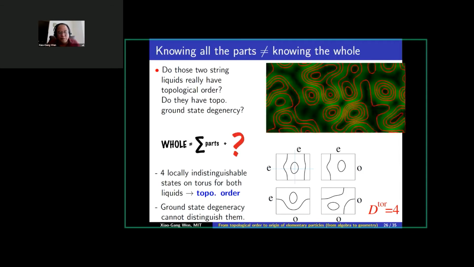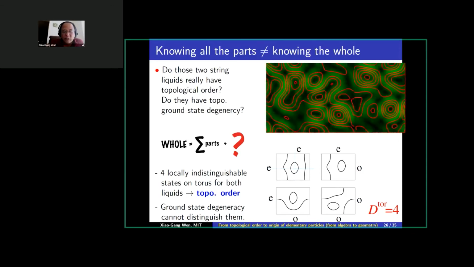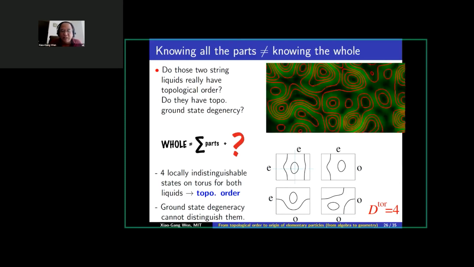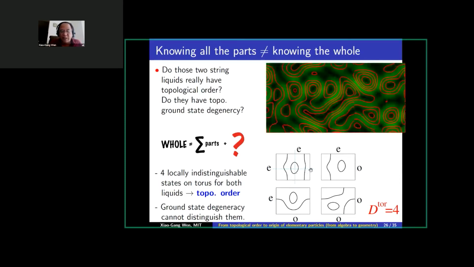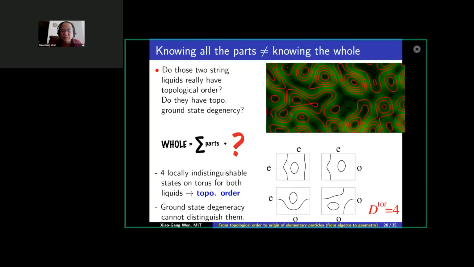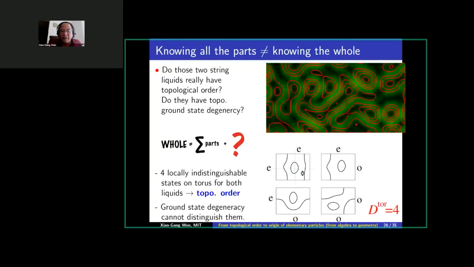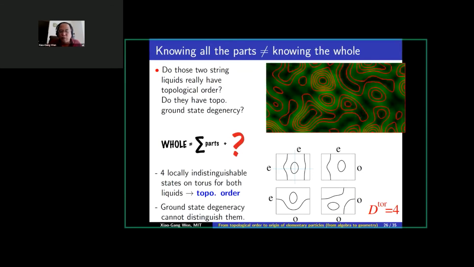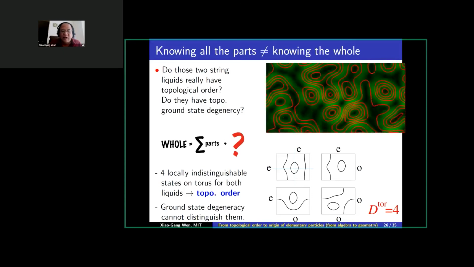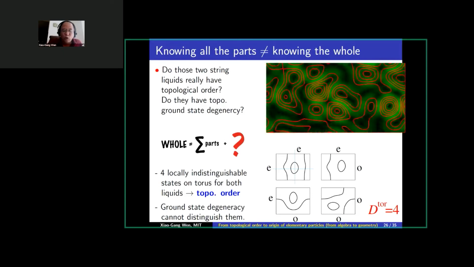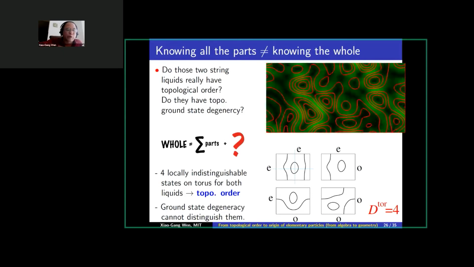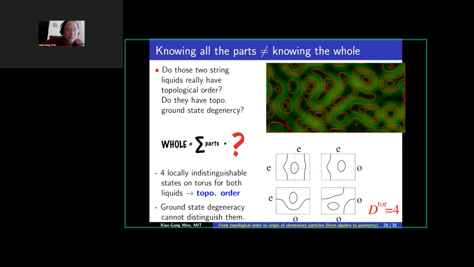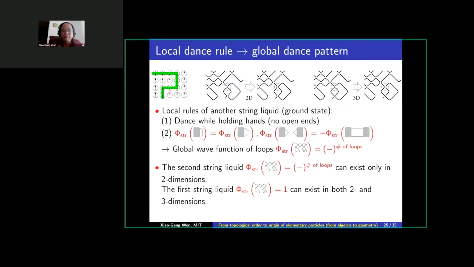And these 4 sectors all look similar locally. If you only look locally, the wave functions for all these sectors are the same. But globally, these different winding numbers are different. So that gives rise to 4 degenerate ground states. I also want to say that this loop liquid can fluctuate. The fluctuation of the loop liquid involves this kind of move.